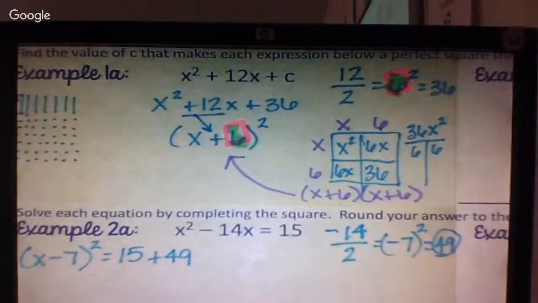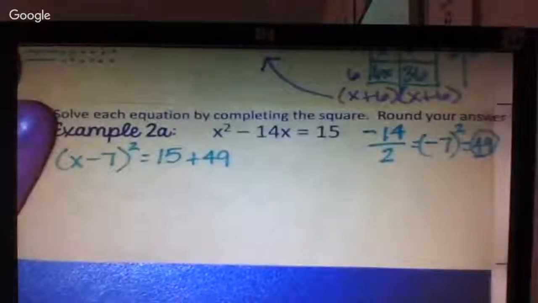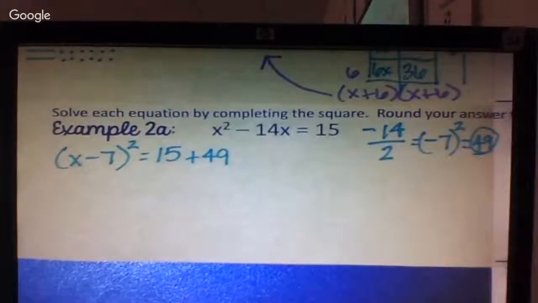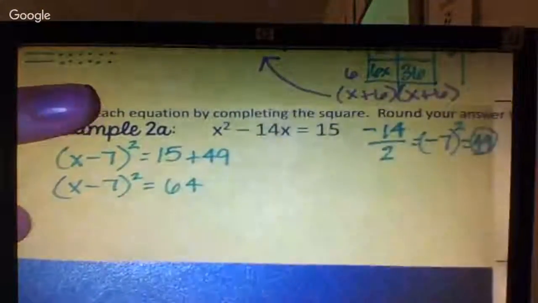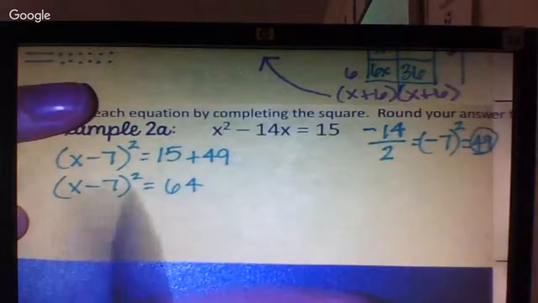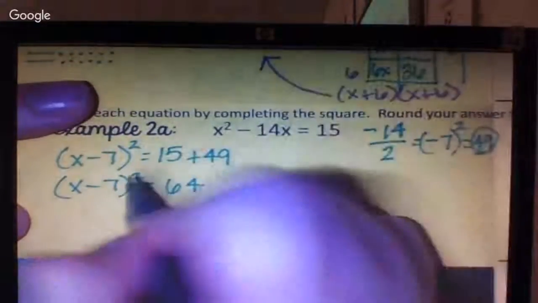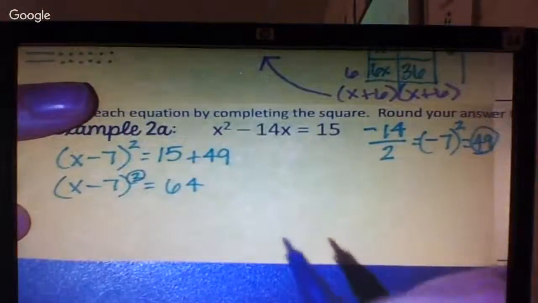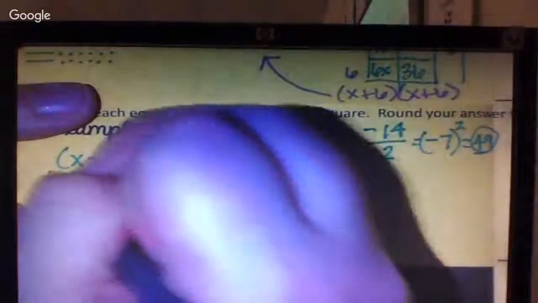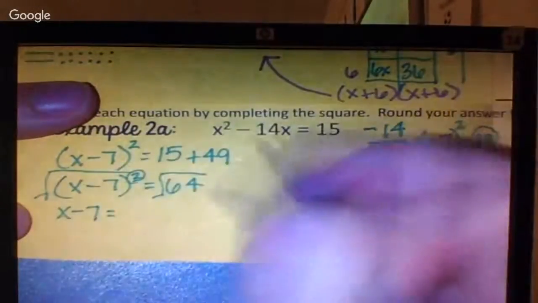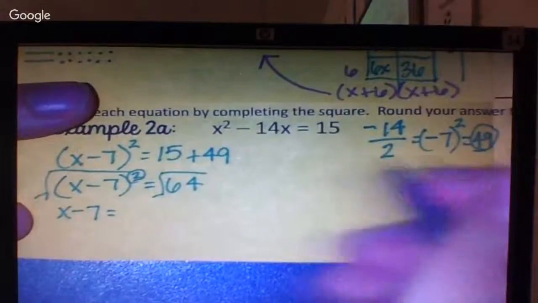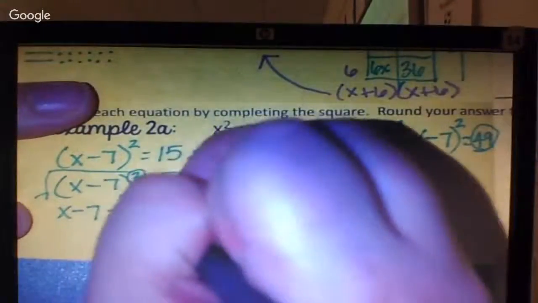So now that I've done this, I now can solve. What do I get when I add 15 and 49? You get 64. So x minus 7 squared equals 64. I need to get x by itself, so I need to get rid of this square. What is the opposite of squaring something? Square root. So we take the square root of this side and the square root of this side, because again, what you do to one side, you have to do to the other. So we have x minus 7 equals, what's the square root of 64? 8. It's going to be plus or minus 8.